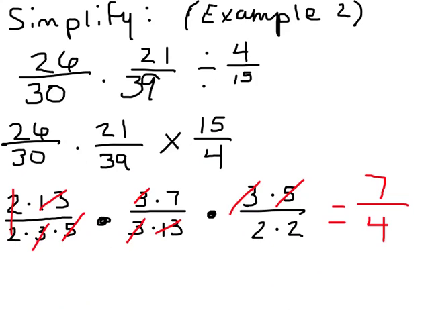So then this one breaks down much easier. We've gotten rid of everything on top except the 7 and everything on bottom except the 2 times 2. We multiply those and we have a final answer of 7 over 4. Alright, let's go to our practice problems.